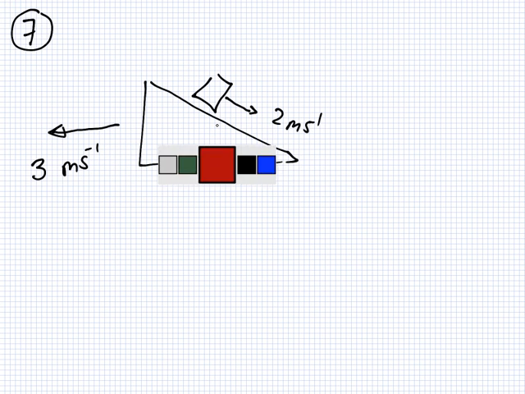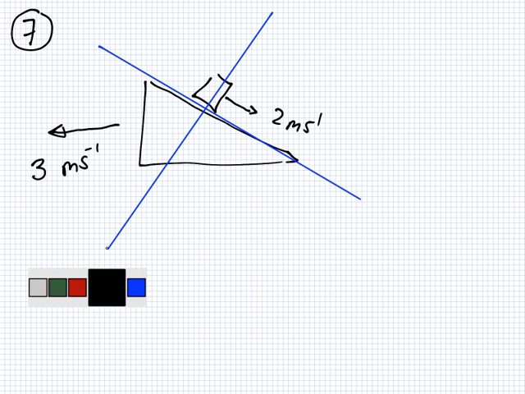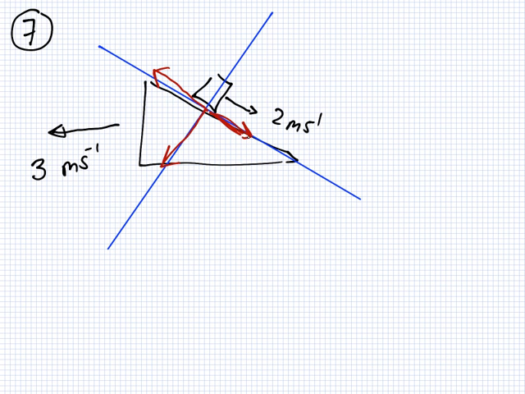Now the easiest way to do that is if we can resolve. Now we have a couple of choices here. Imagine I just draw a line here and then a line here. So we could resolve this vector here along this axis and along this axis. And then that way we could add it with this one here, which is already on this axis.